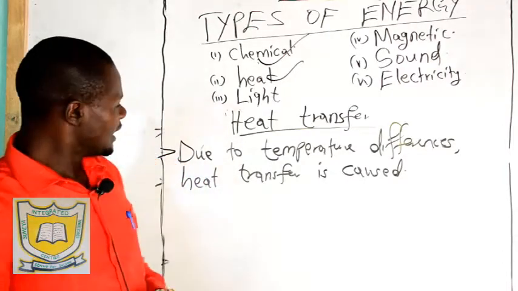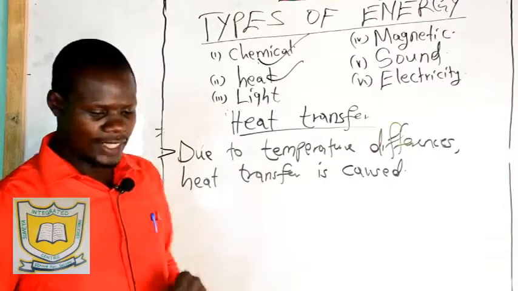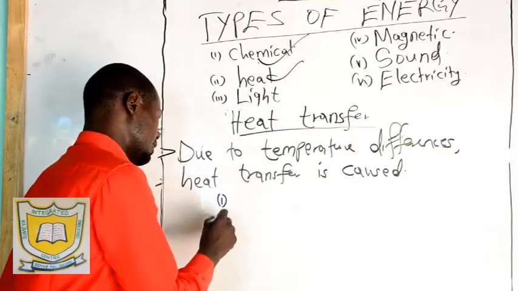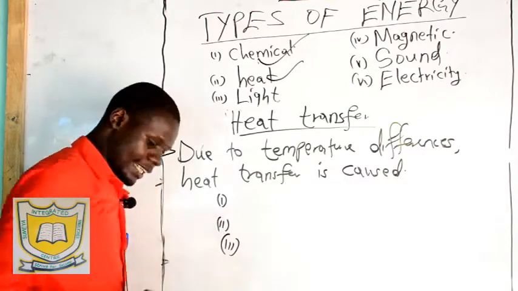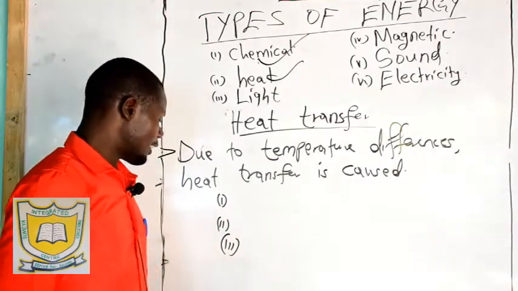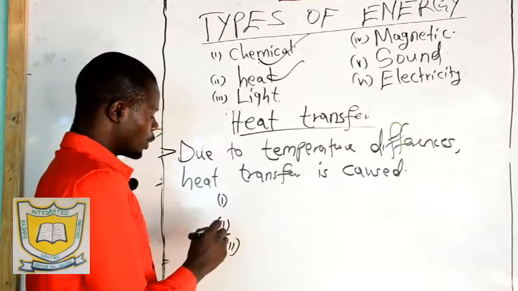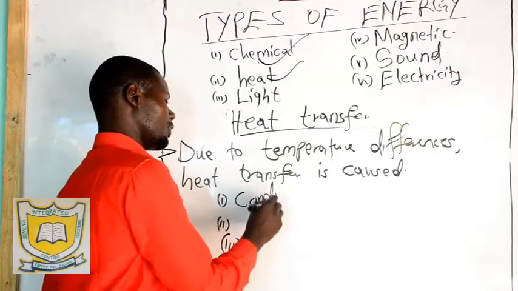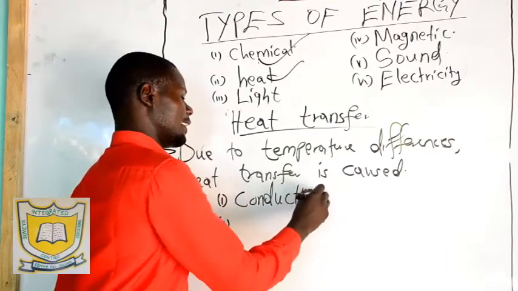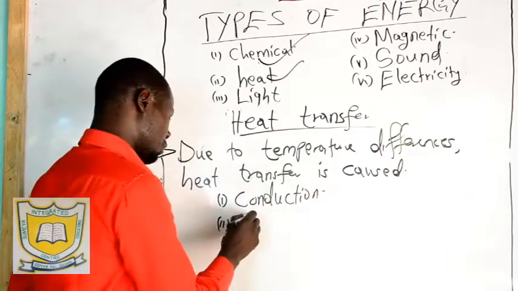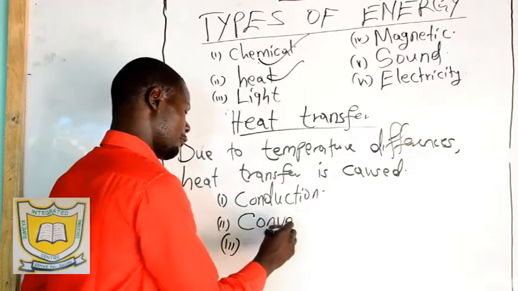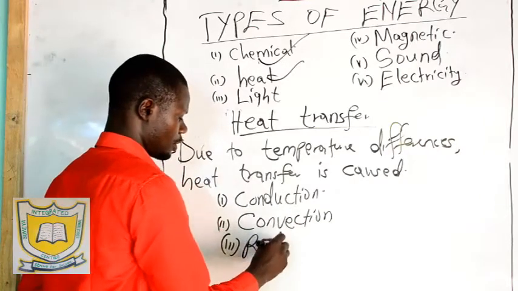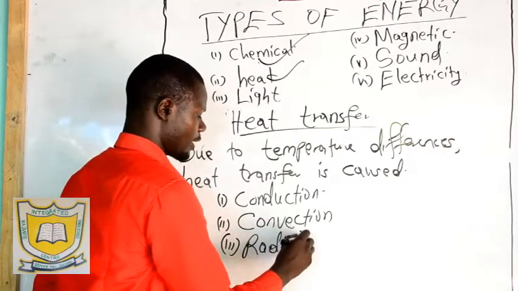Now, how is heat transferred? There are three main ways in which heat is transferred. One, we talk of conduction. Heat can be transferred in a form of conduction. Heat can be transferred in a form of convection. And lastly, it can be transferred in a form of radiation.